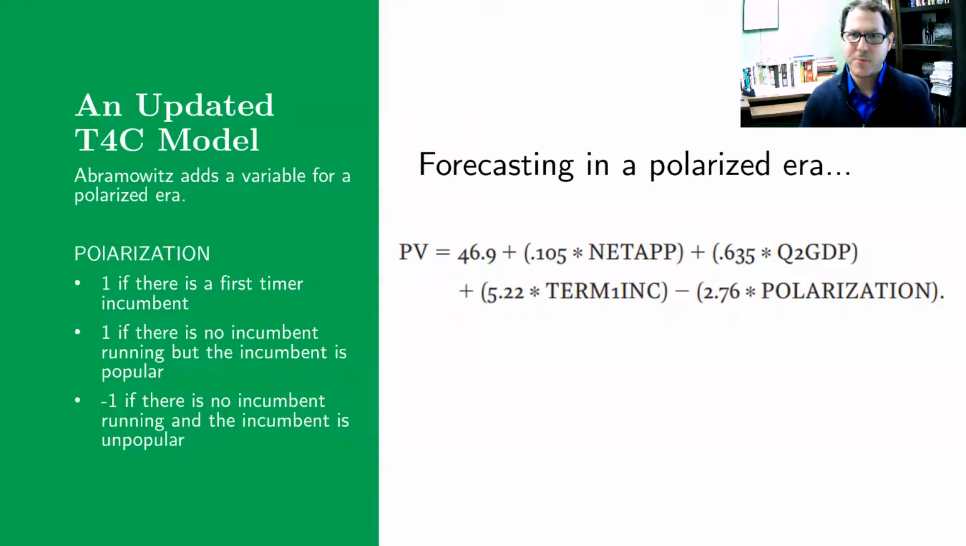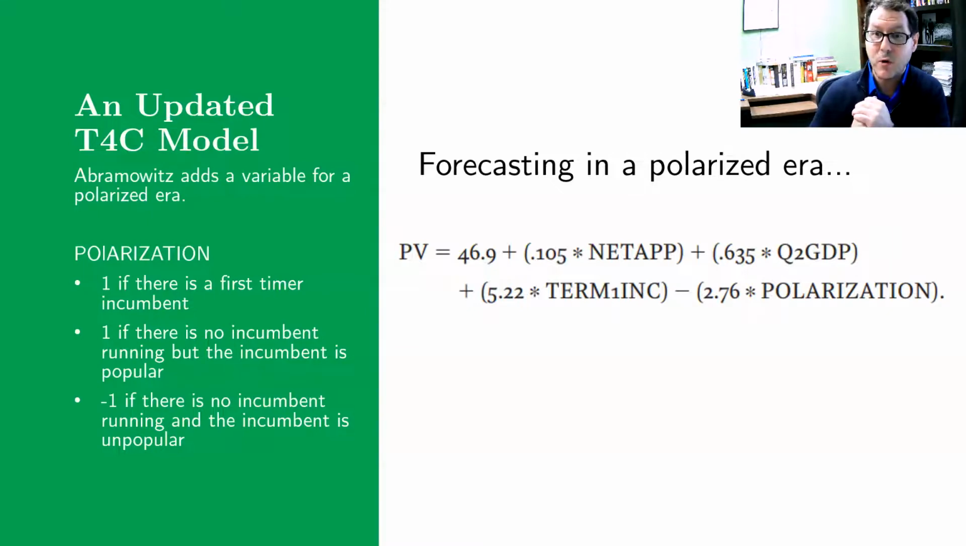That's our intercept from our regression analysis. Net approval is about the same effect. If you have a 50-50, no net approval gain, that doesn't have an effect. If you're 51-49, you have 2 net approval, and so you would expect 0.0105 times 2, about 0.21, increase in your vote share for the incumbent party.